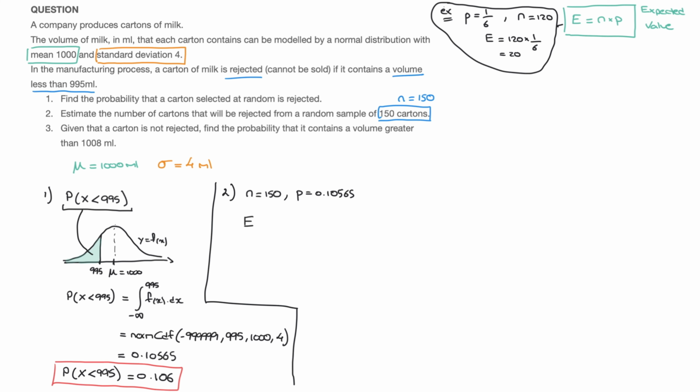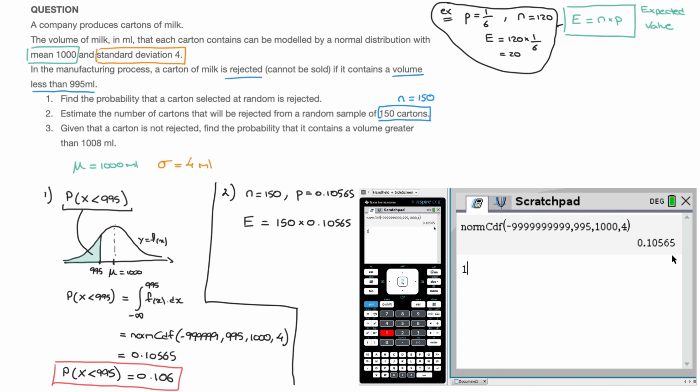And now that we've defined n and p, we can use our expected value formula to write that we could expect the number of cartons to be rejected to be equal to 150 times 0.10565. And so going back to our calculator, that's 150 times 0.10565. And we click on enter. Done. As we can see, that's equal to 15.8475. And so we could say that an estimate is that there will be approximately 16 cartons of milk being rejected. And that's the answer.